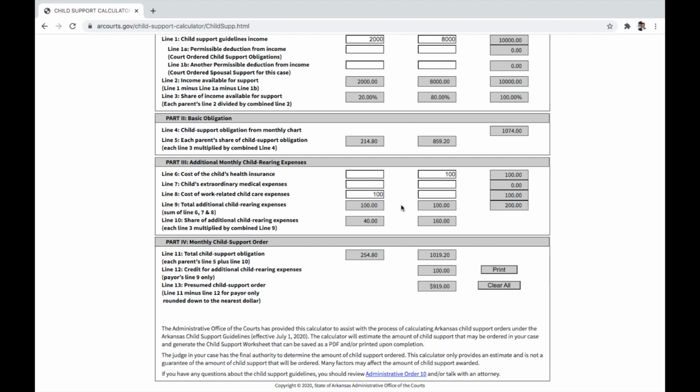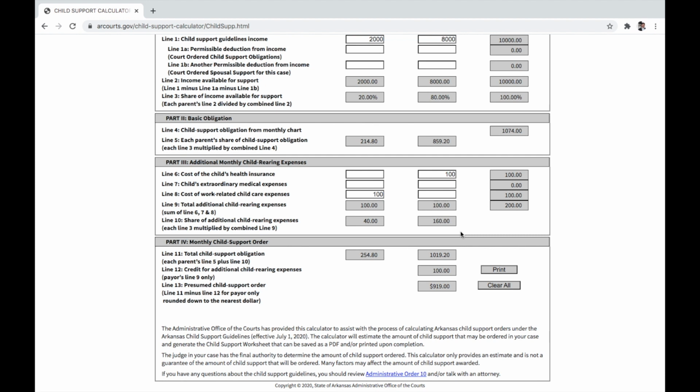In our situation, the health insurance is paid by John. However, he is only responsible for 80% of that cost based on their income distributions. Because of that, he will get credit for the $20 overpayment on his final child support amount. At the same time, though, Jane pays $100 per month on child care, and John is also responsible for 80% of that amount as well. Therefore, John will also be responsible for an additional $80 on the total support amount.